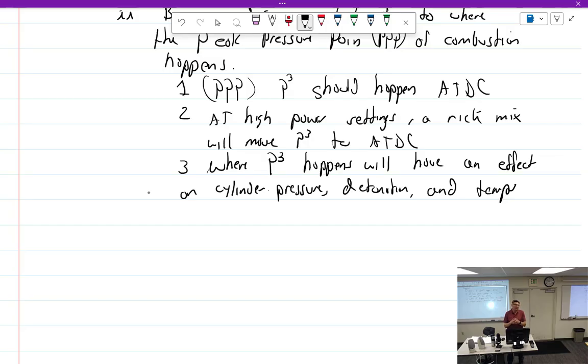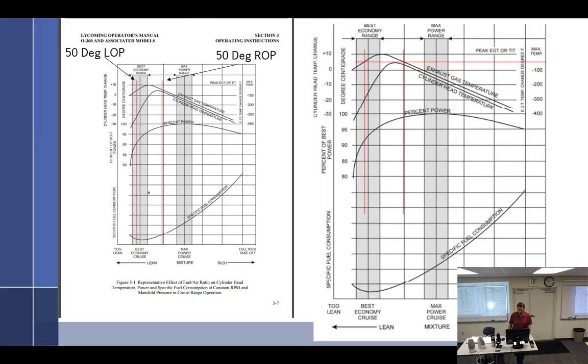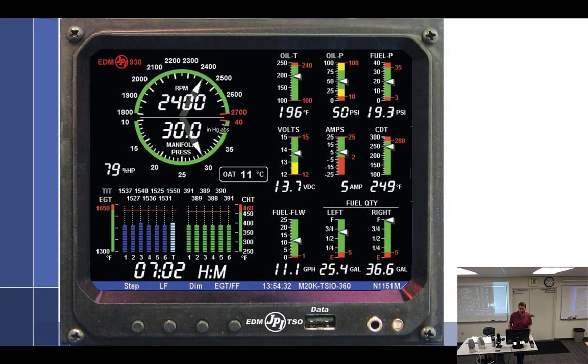Most of your factory literature wants you to stay on the rich side of stuff. All the newer literature actually goes way back to World War II, where they're running lean. I don't want to get into that. We'll get to it at the right time. So we'll talk about temperatures.